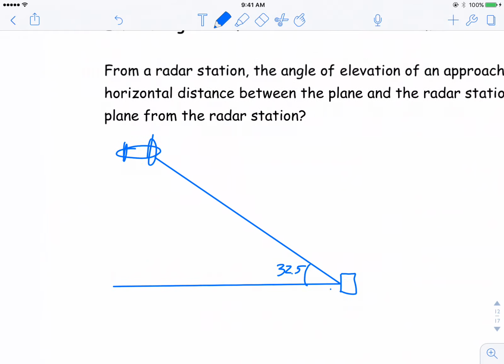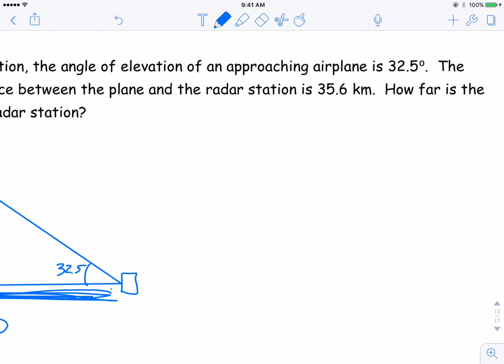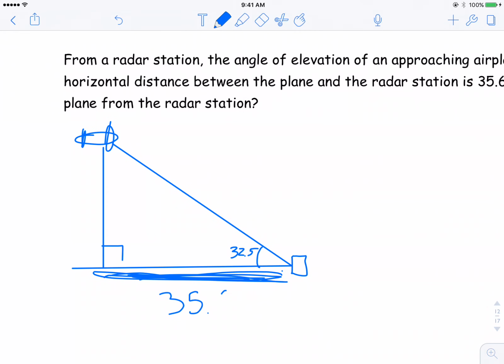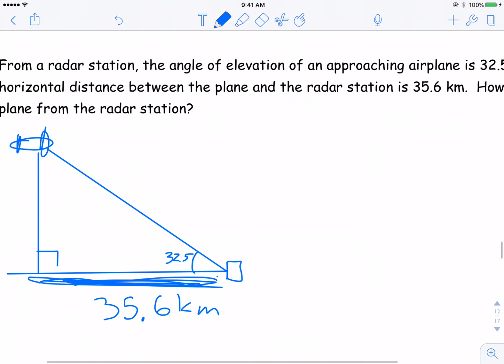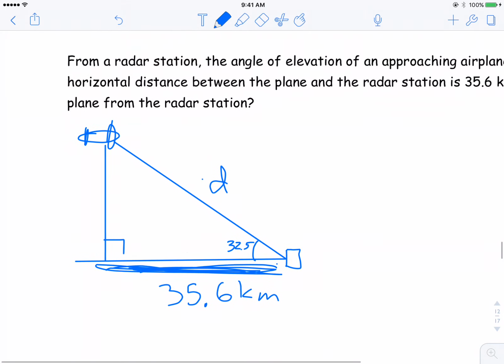It also says that the horizontal distance to the plane, that's the distance measured along the horizontal, so this being a vertical from the plane, giving me my right angle. This horizontal distance, what did it say? 35.6 kilometers. And it wants to know how far the plane is from the radar station. So we want to know this distance D. Why did I choose D? Just because. So there is our triangle.